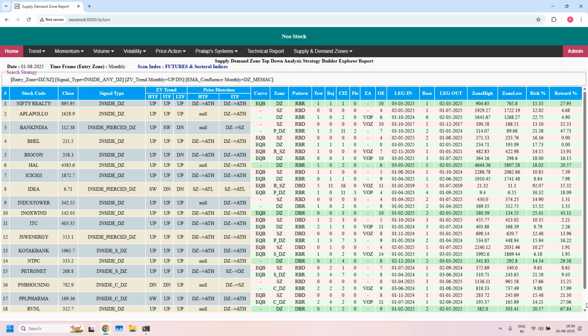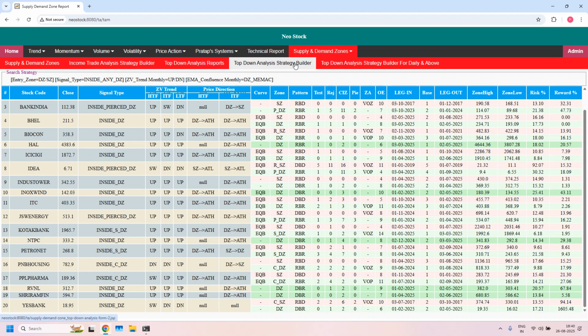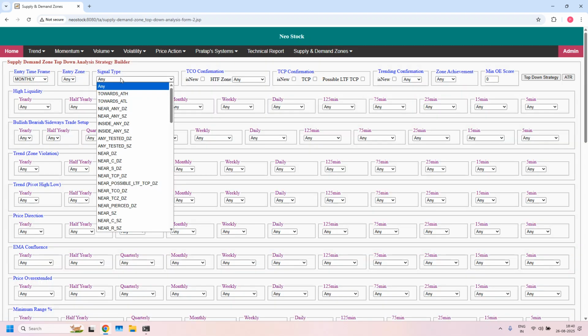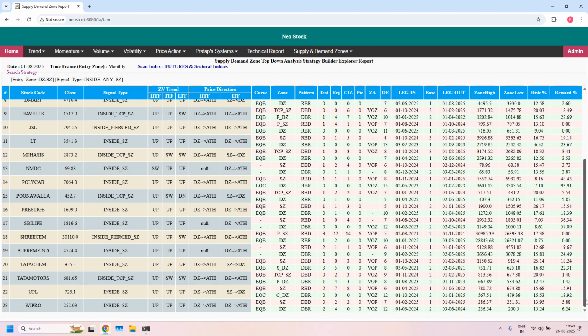So first 18 stocks in the list. Scrolling the list down. Total 20 stocks are filtered. Okay, next price closed inside the monthly supply zone. First 15 stocks in the list. Total 23 stocks are filtered.